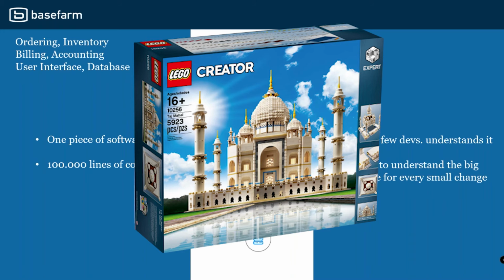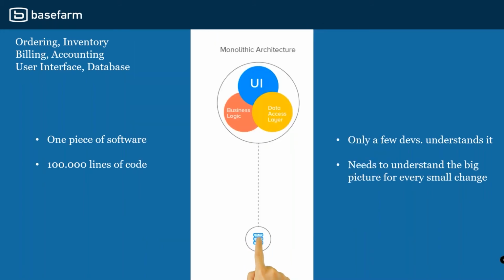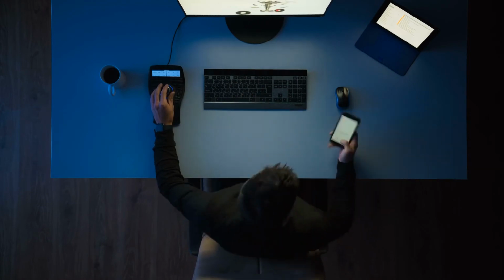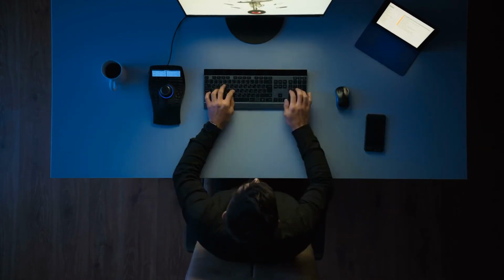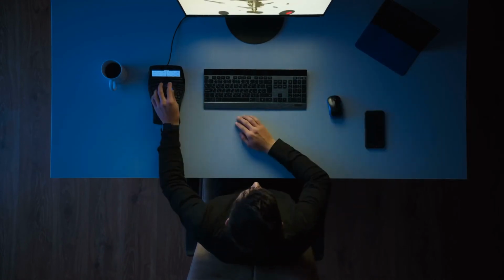They always need to understand that if I change anything in the data access layer or the database, I will probably break something in the business logic. Or if I change something here, then the user interface will break. I always need to understand how things are tied together. And that's time consuming. It also means that your developers or product developers can never let go of the solution. They always have to be connected to it.